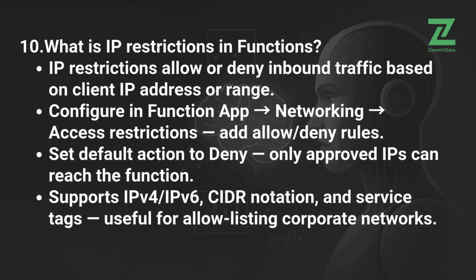What is IP restrictions in functions? IP restrictions allow or deny inbound traffic based on client IP address or range. Configure in function app, Networking, Access restrictions. Add allow, deny rules. Set default action to deny. Only approved IPs can reach the function. Supports IPv4, IPv6, CIDR notation, and service tags. Useful for allow listing corporate networks.